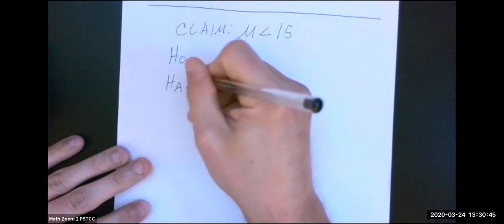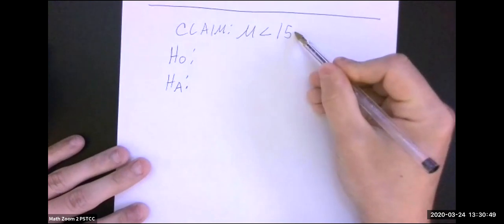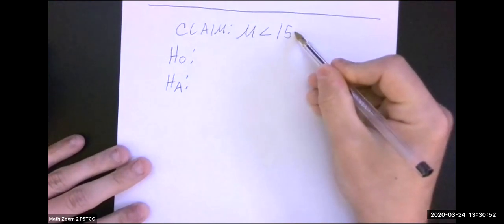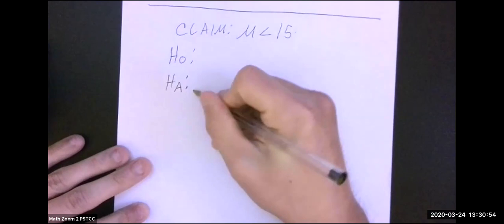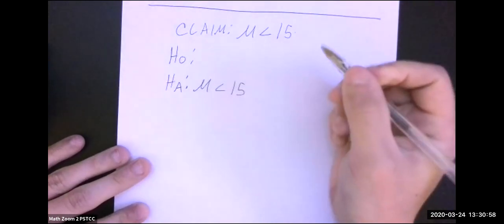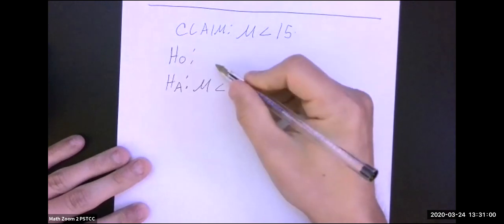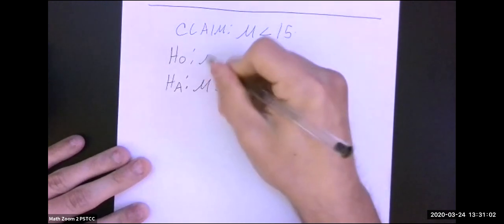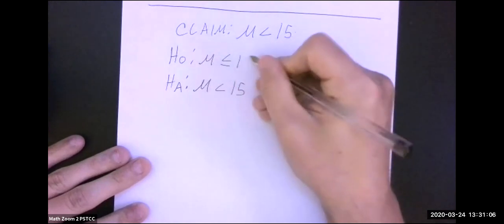For the hypothesis, the claim does not contain equality, therefore we'll move it to the alternative hypothesis. The complement is everything else. The mean is less than or equal to 15.